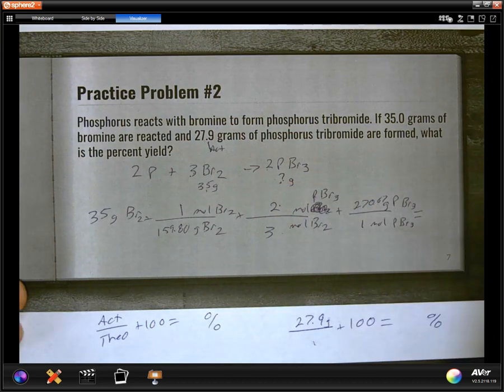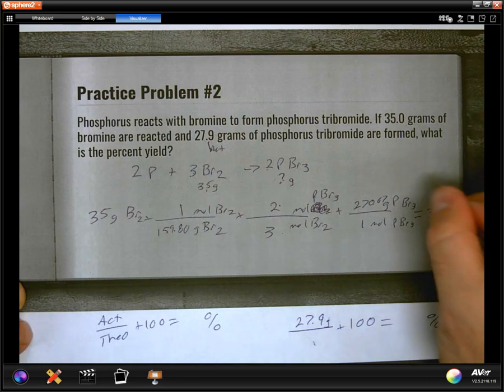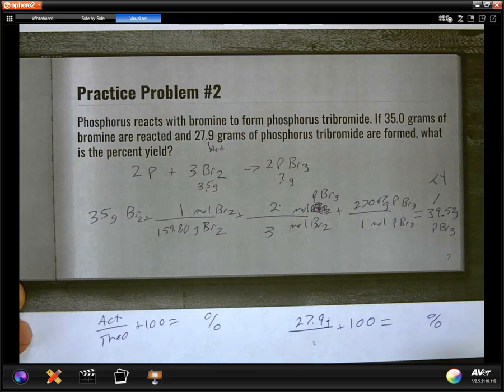So now when I put that in my calculator, this comes out to 39.52 grams of phosphorus tribromide. This is your theoretical yield, and that value now goes down here. And when I put it in my calculator, it would simply come out to 70.6%.